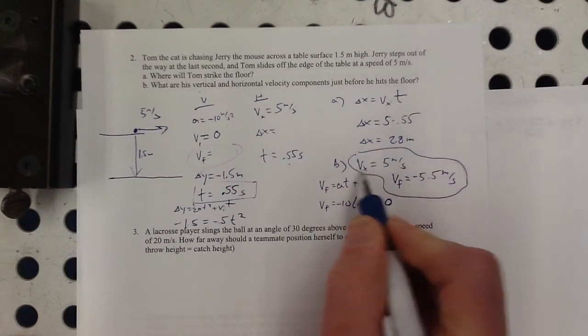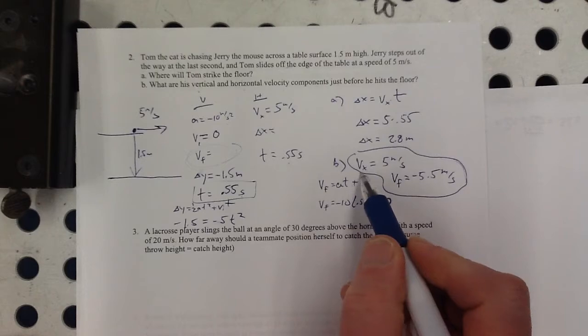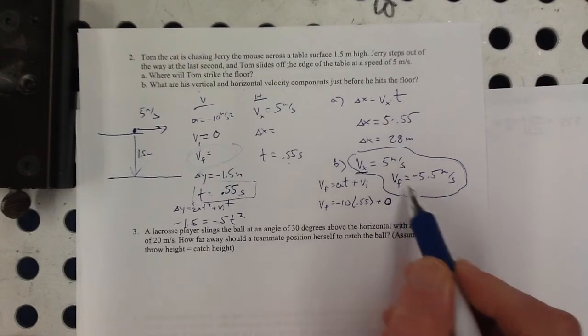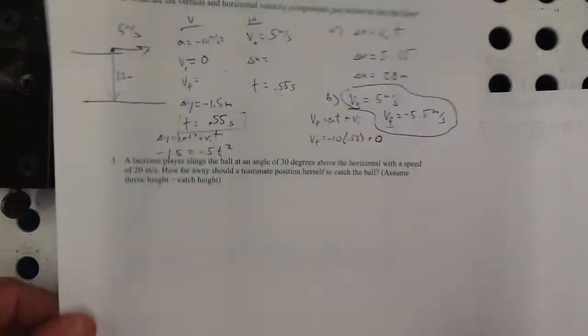So what are the vertical and horizontal velocity components just before he hits the floor? It's these. This is the horizontal, and this is the vertical. I don't need you to label them more than that. That's fine like this, because we all have agreed what this Vx is and what the Vf is. So we're good. All right.